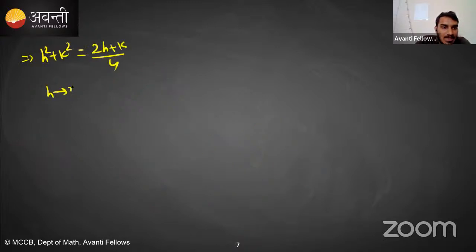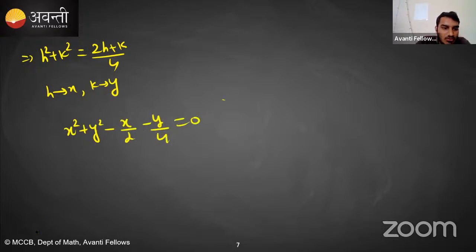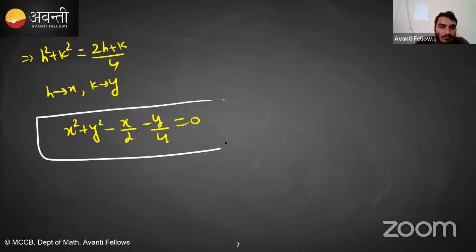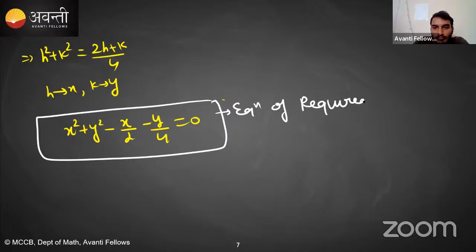Now replace h with x, k with y. How much did it come? x square plus y square minus x by 2 minus y by 4 is equal to 0. So this is the equation of the required locus. Is this clear, students?